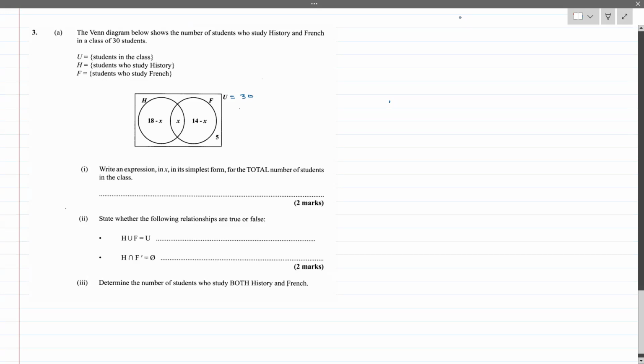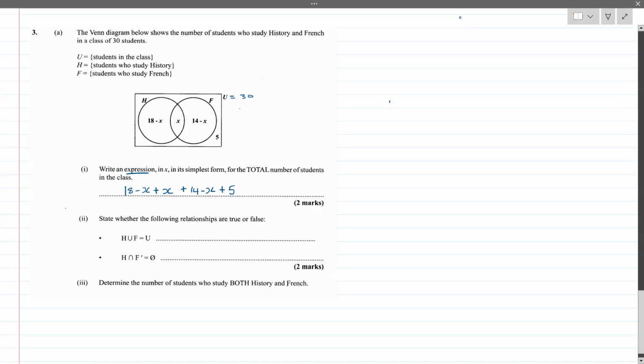Write an expression in X in its simplest form for the total number of students in our class, an expression, so no equal signs. So we are actually adding each section of the Venn diagram here. We're talking about 18 minus X, that's this section, plus X, that's this section here, plus 14 minus X, that's this section here, and plus outside here we have 5. That is an expression that represents the total number of students in a class.